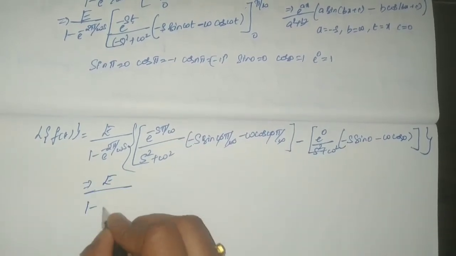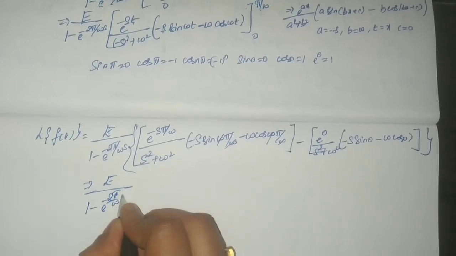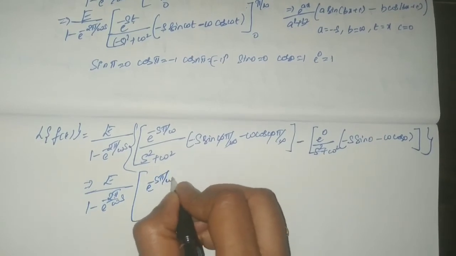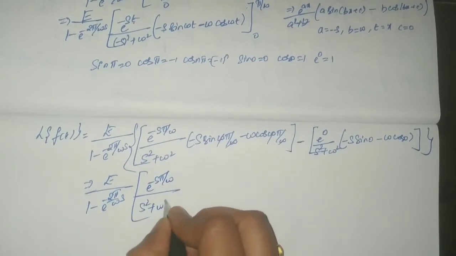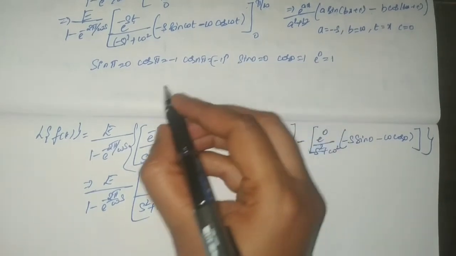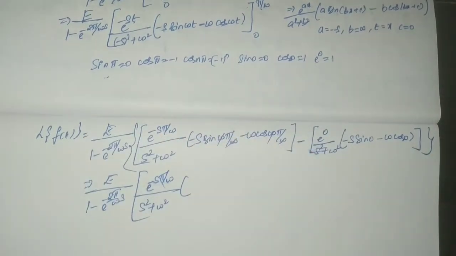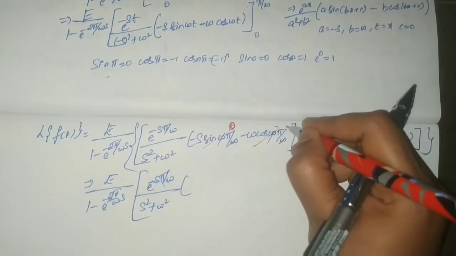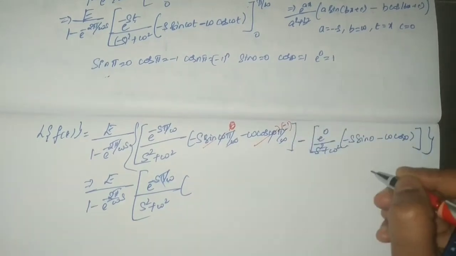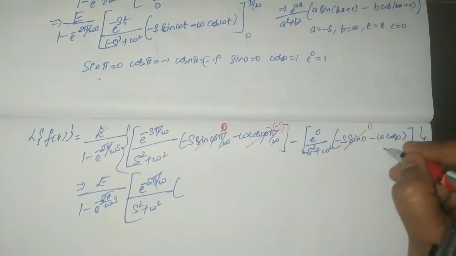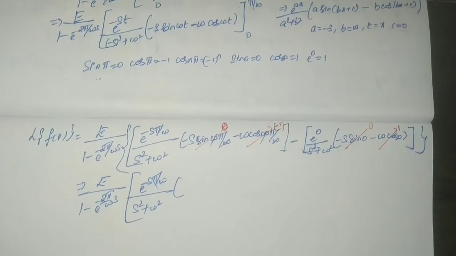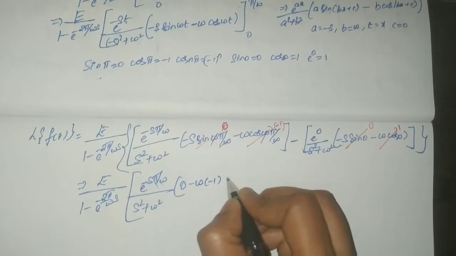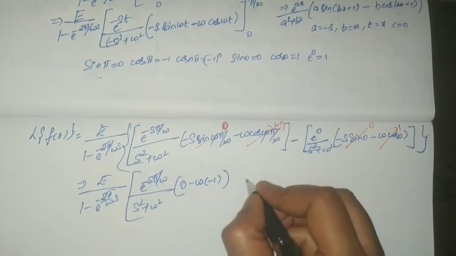Okay, so it is e by 1 minus e power minus 2 pi by omega s into e power minus s pi by omega by s square plus omega square. As I told you, sine pi is 0, this becomes 0. Cos pi is minus 1. Okay, sine 0 is 0, cos 0 is 1, so this term becomes 0. We have minus omega into minus 1. Okay, this is for the first term.